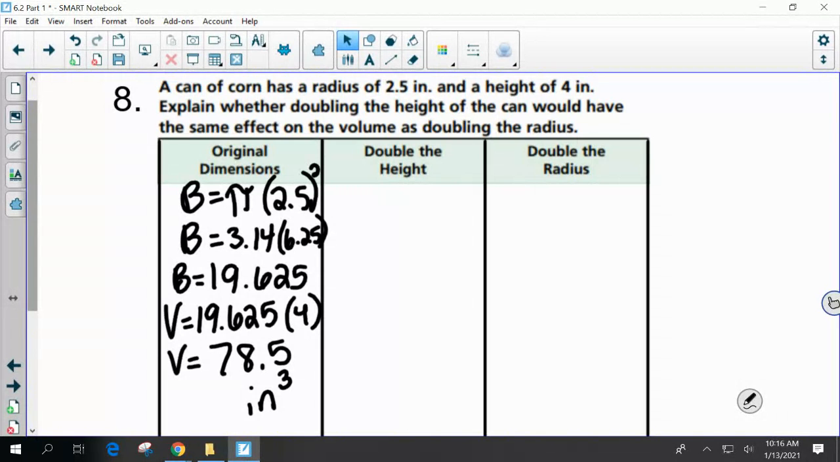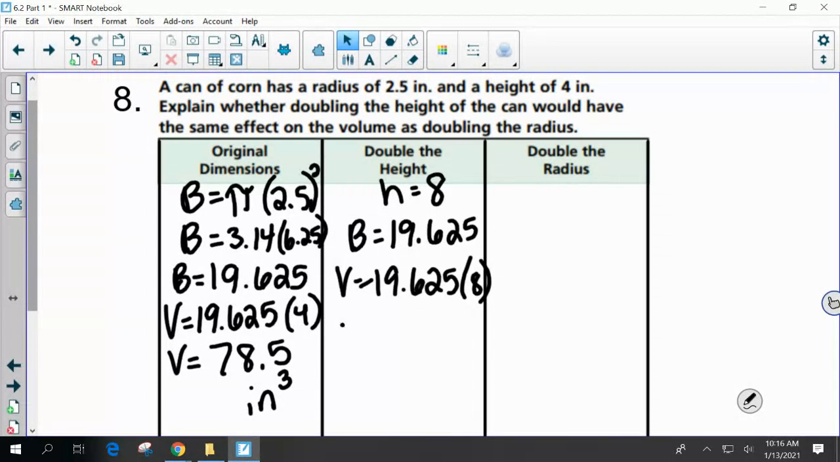Okay, now if we double the height of the can, what's the new height gonna be? 4. Oh wait, 8. Okay, so if all we did was double the height, is capital B gonna change? No, capital B is still going to equal 19.625. So take that times 8.